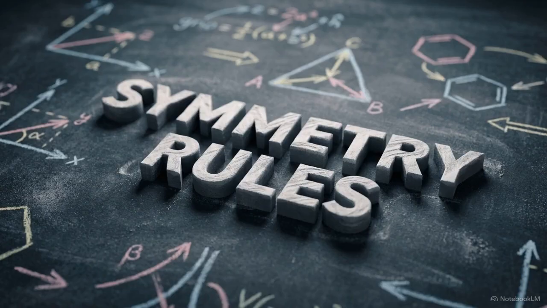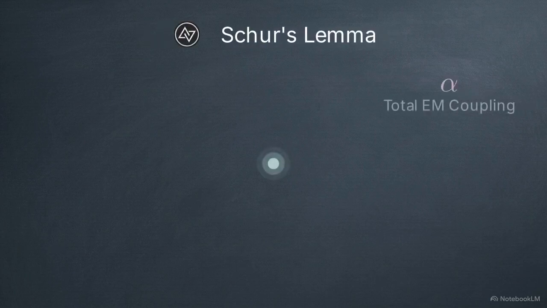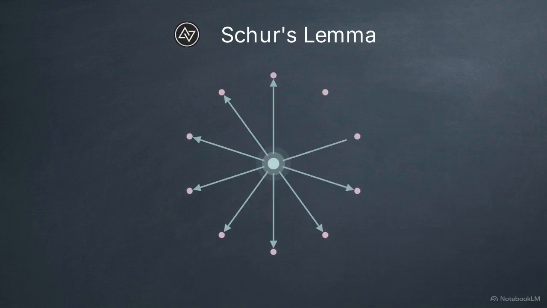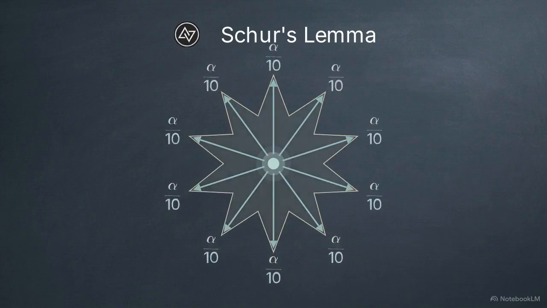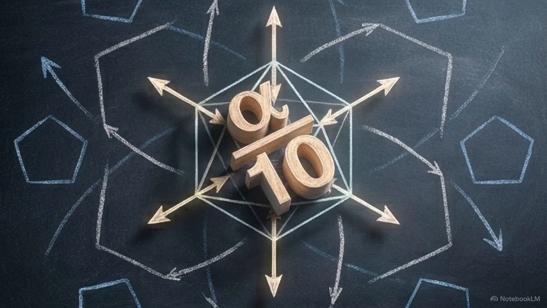This geometry triggers a rule from mathematical representation theory known as Schur's lemma. Schur's lemma dictates that any gauge-invariant operator, such as electromagnetic coupling, must assign perfectly equal weight to every element within a single orbit. The total coupling magnitude, alpha, is mathematically forced to decompose perfectly equally across all 10 paths. The alpha/10 fraction is a distribution mandated by the icosahedral symmetry of the vertex.